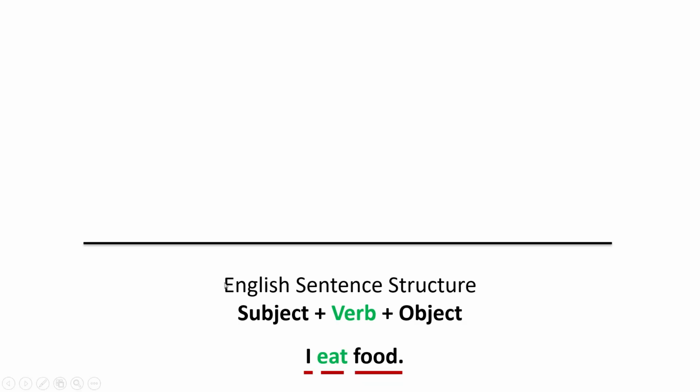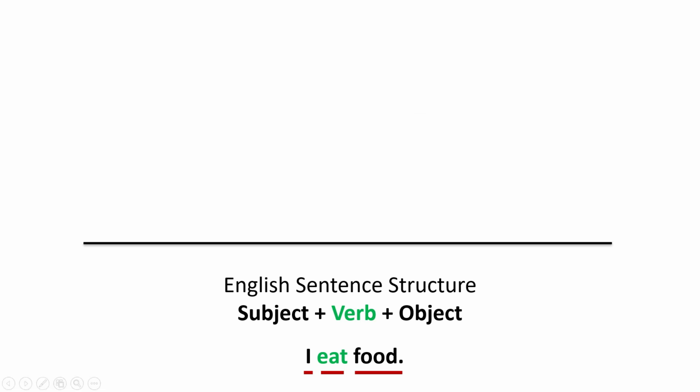In the bottom, we can see the English sentence structure where subject comes first, then verb and object in the end, which is I eat food. I, subject, eat, verb, which is in the middle, and food, object, which is in the end of the sentence.